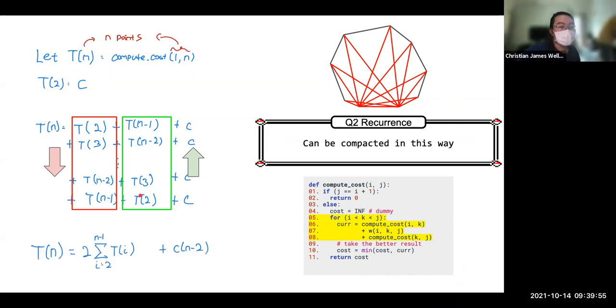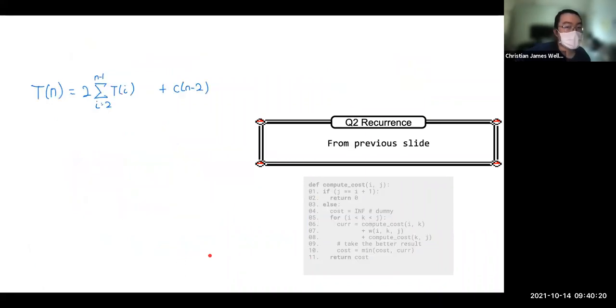They appear twice. So it can be simplified to Tn equals 2 times the summation of everything, plus C times n minus 2. N minus 2 because there are n minus 2 of these sub-problems we are computing. Let me know if you have any questions about how I got from here to here. If not, I'll go to the next slide.